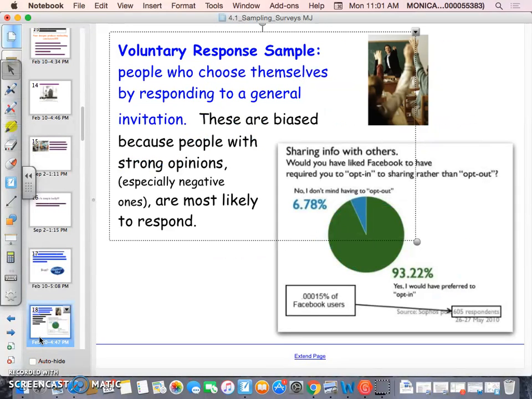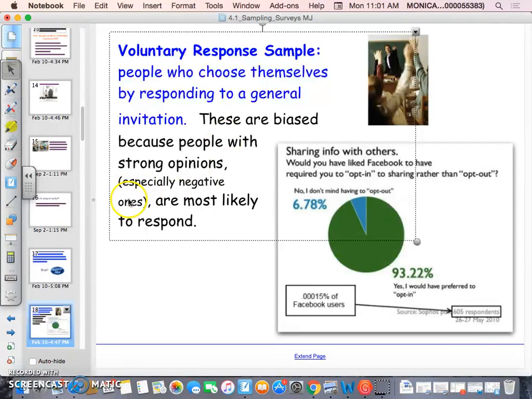There's also voluntary response sample. So please fill that in the blank. And that's people who choose themselves by responding to a general invitation. So these are biased because people with strong opinions, usually negative ones, are most likely to respond.